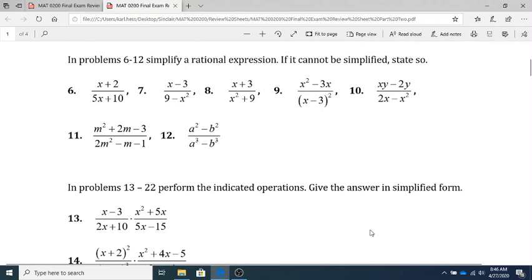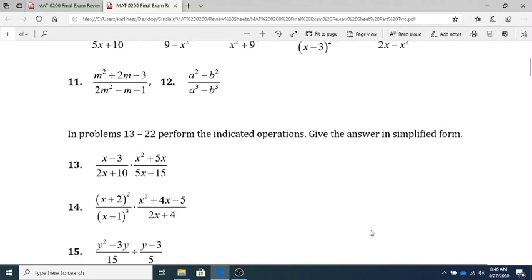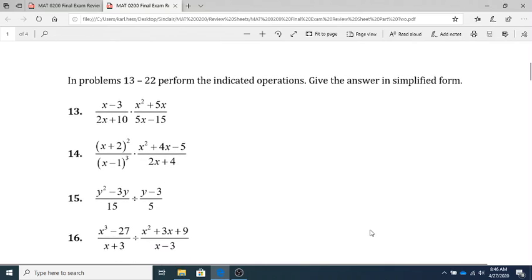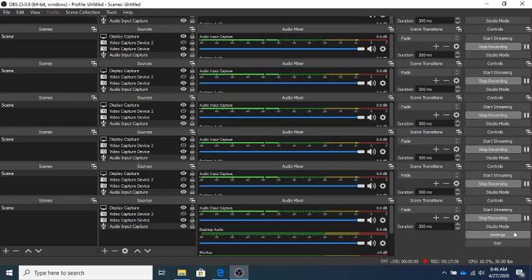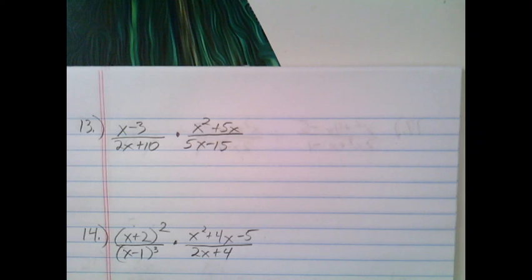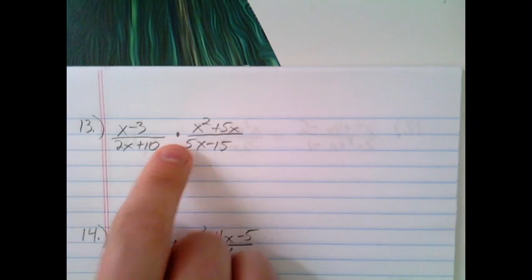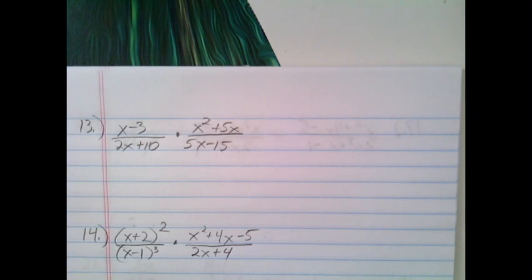Okay, so in problems 13 through 22, perform the indicated operations, give the answer in simplified form. Alright, well, looks like our first one is multiplication. Alright, so in number 13 we have a multiplication problem. Now when you're multiplying rational expressions, it's actually very similar to when you're just simplifying them. I mean, the process is still first factor, then look for things to cancel.